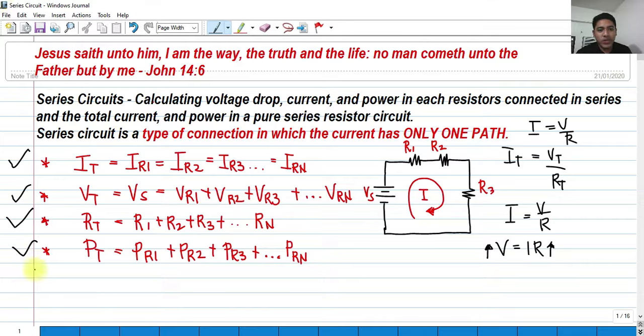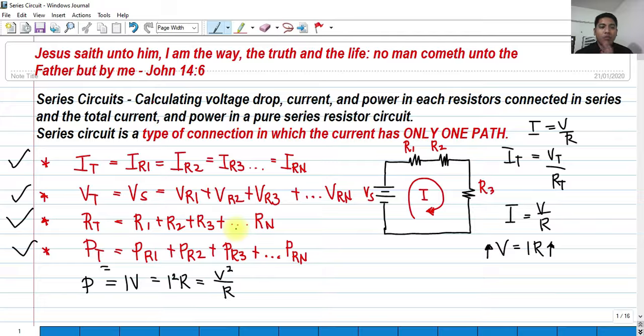Now, in terms of power dissipation, we add all the power dissipated in R1, R2, R3 to get the total power of the circuit. If we may recall, power has three formulas. It can be current times voltage, or current squared times resistance, or voltage squared over the resistance. We can use any of the formulas as long as there's available data for current, resistance, or voltage. We can calculate the power dissipated by each resistor, and of course the total power of the circuit, using that formula also.